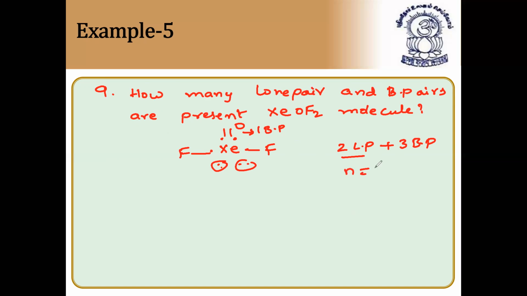So n is equal to 5, which means sp3d: 1 plus 3 is 4, 4 plus 1 is 5. So it is undergoing only sp3d hybridization. I hope it is clear. Question number 10. That's why I have not given options for this. Next question.